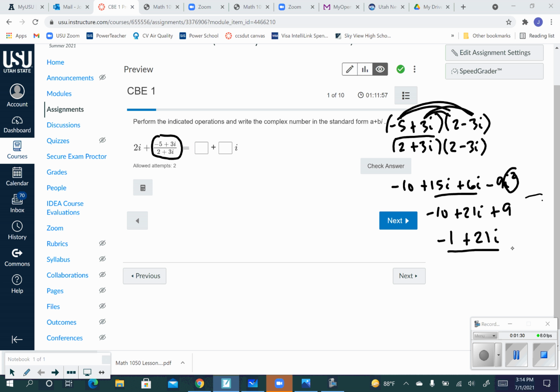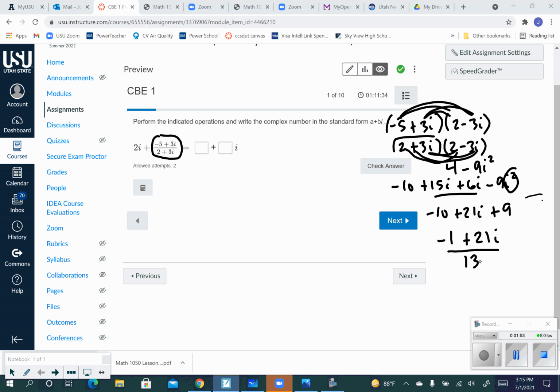Now I've got to go back and figure out the bottom of the fraction. It's actually quicker, right? I've got 2 times 2 is 4. And then this will be -6i plus 6i. They cancel out. So it's going to be 4 minus 9i squared. The i squared changes to -1, times the -9, end up with a +9. 4 plus 9 is 13.